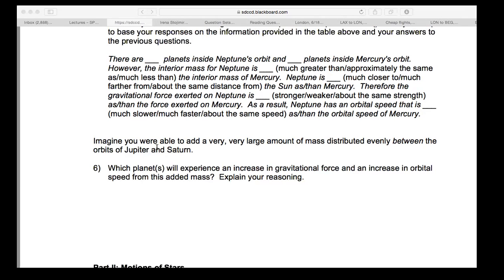Saturn. Yeah, Saturn. Okay, and would it affect Jupiter at all? I think it would, but not as much as Saturn. Well, is it inside of Jupiter's orbit or is it outside? Oh, I guess it's outside, so it would not affect it. So that's something to take away from here: only the mass that's inside of the planet's orbit affects its speed and the gravity that it feels.